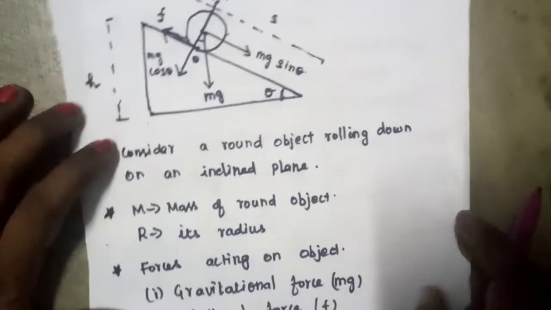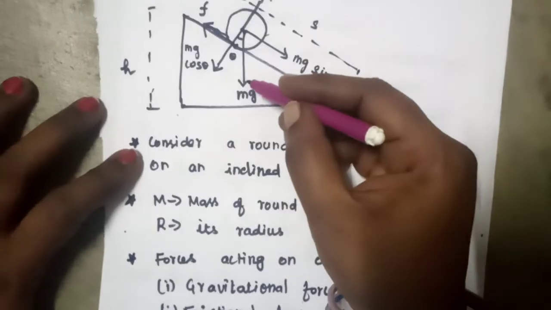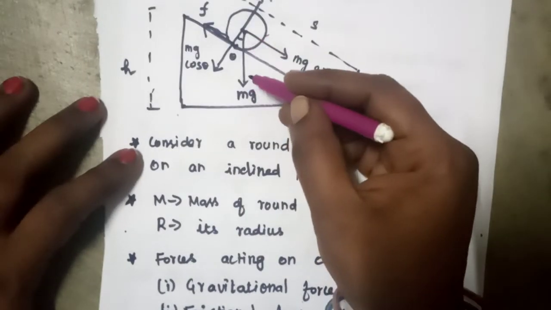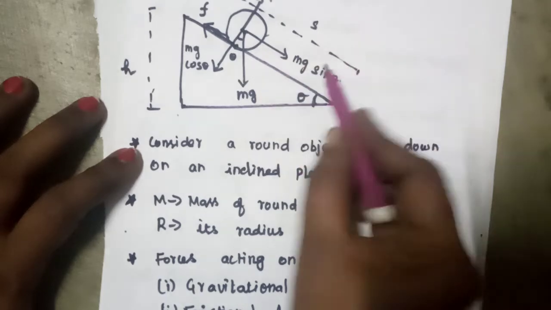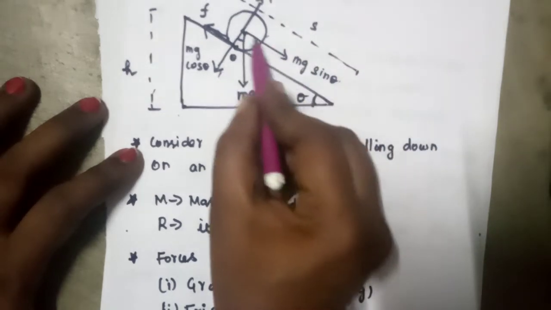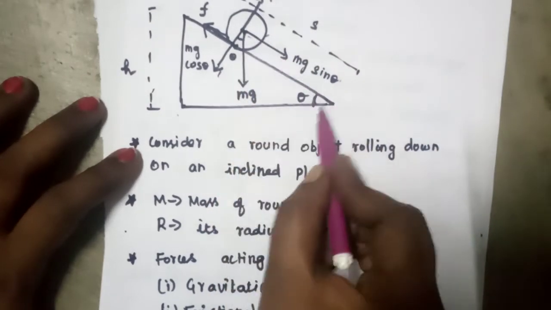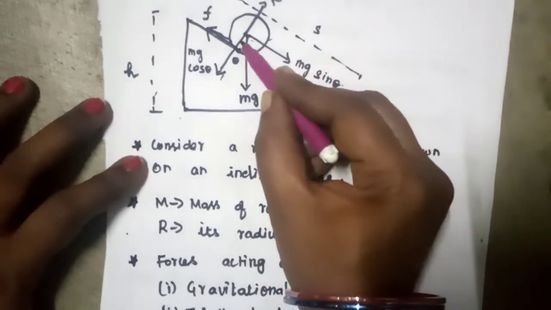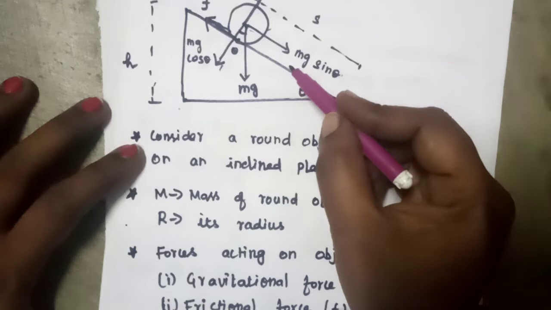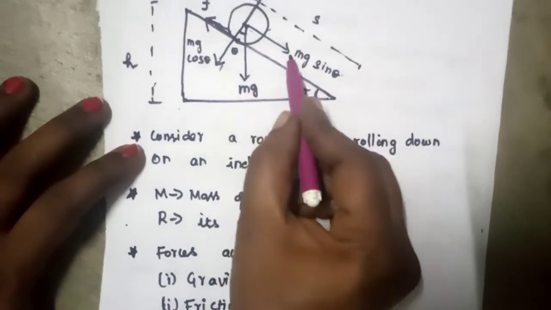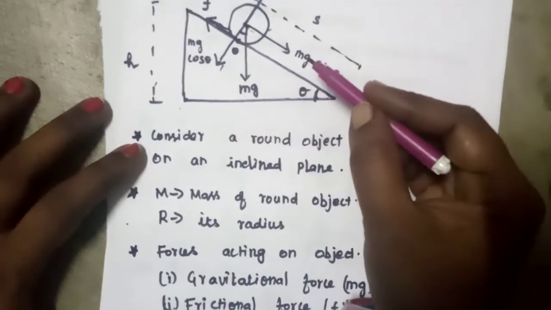Now this mg, this weight of the object, that is the gravitational force of the object, can be resolved into two components. One is mg cos theta, another one is mg sin theta. If this angle is theta, this angle is also equal to theta. So mg is resolved into two components. One is mg sin theta, another one is mg cos theta.